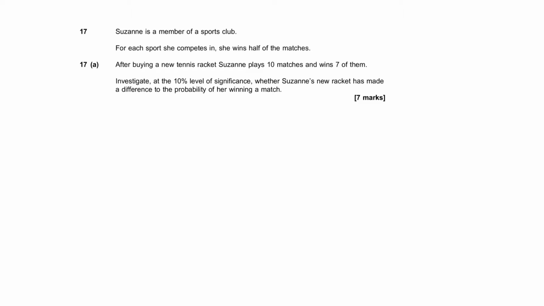So Suzanne is a member of a sports club. For each sport she competes in, she wins half of the matches. So we've got that interplay there. Half of the matches, you could say she wins 50% of the matches she plays. So that's a proportion of 50%, or you can interpret that as a probability. For each match she plays, she's got a probability of 0.5 of winning.